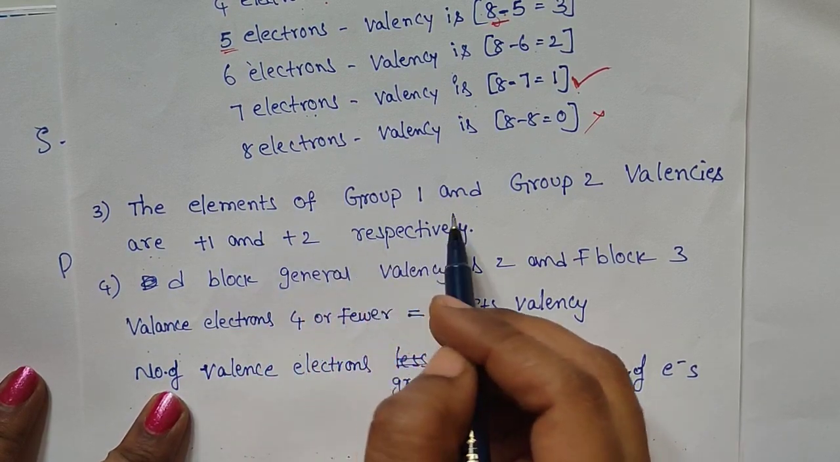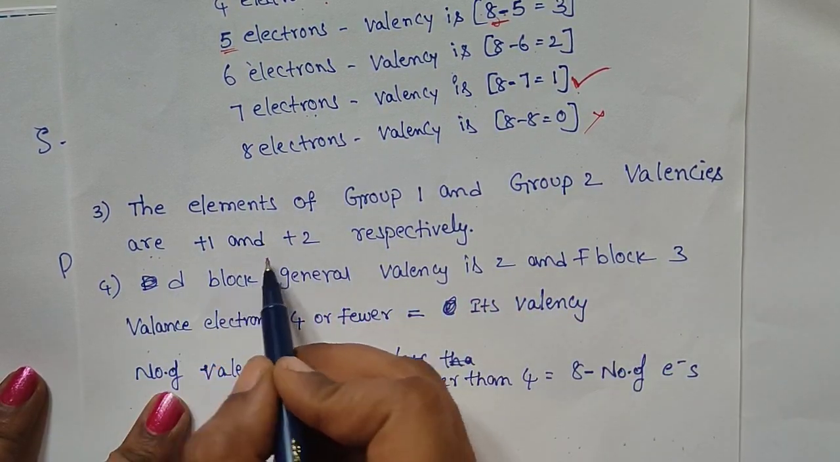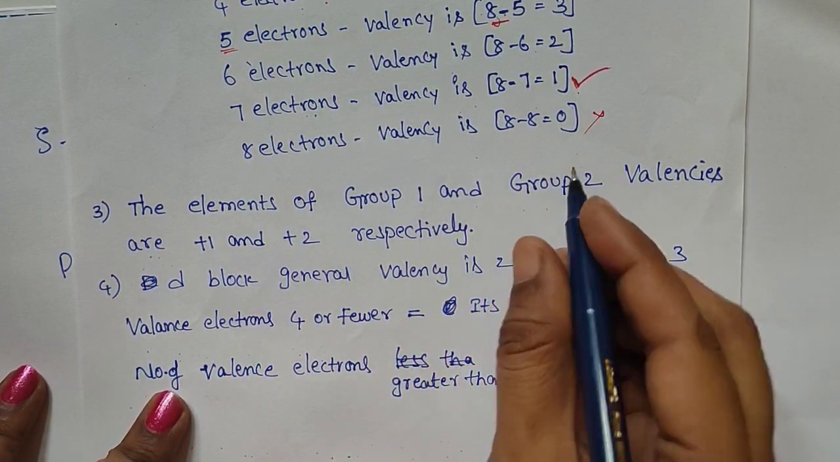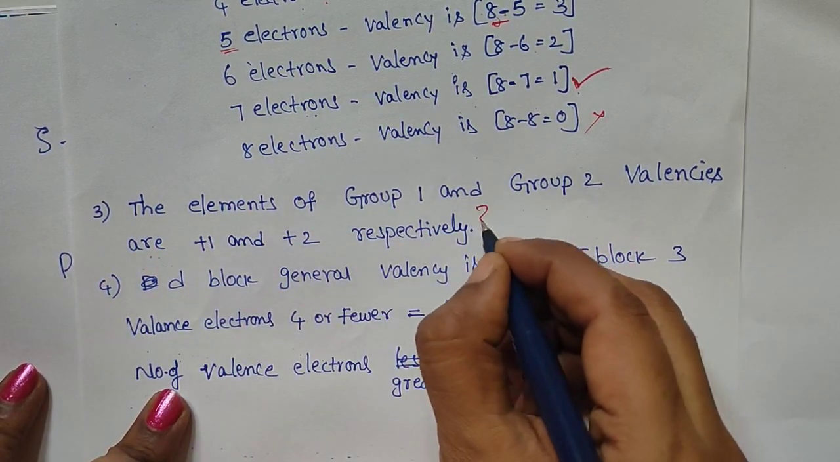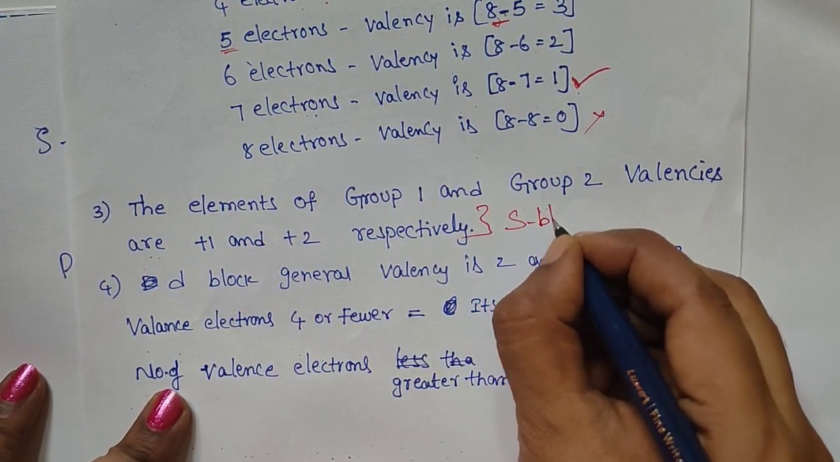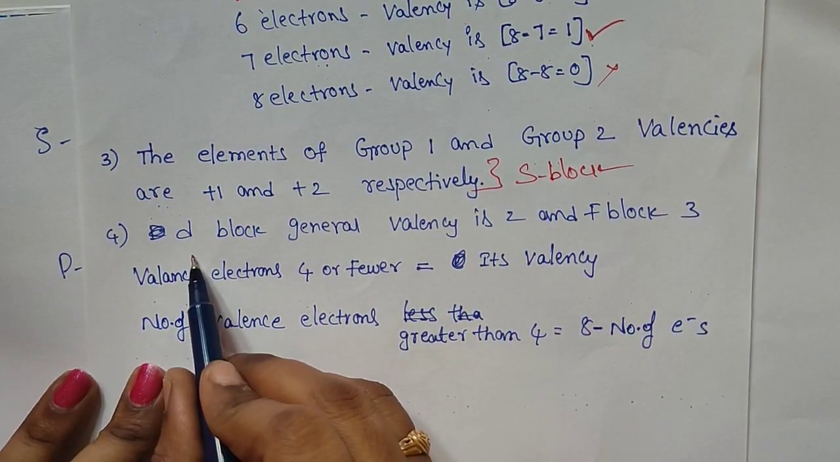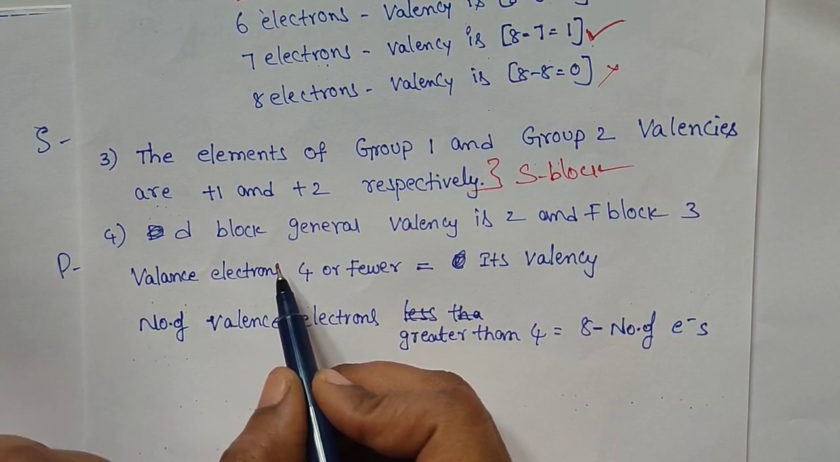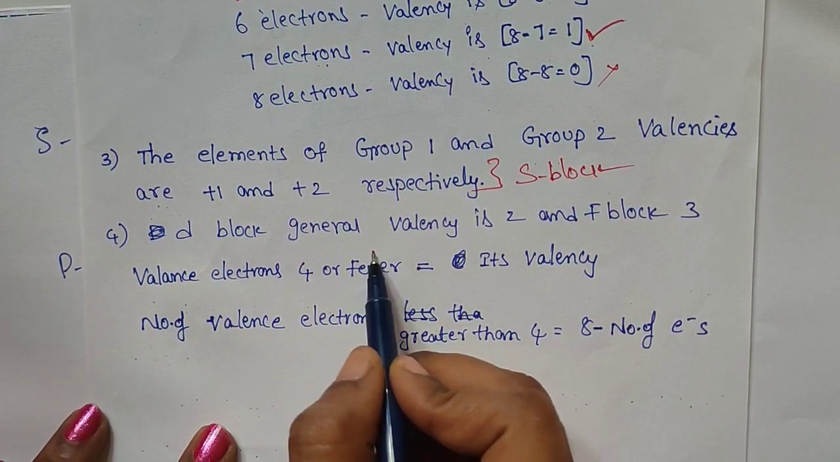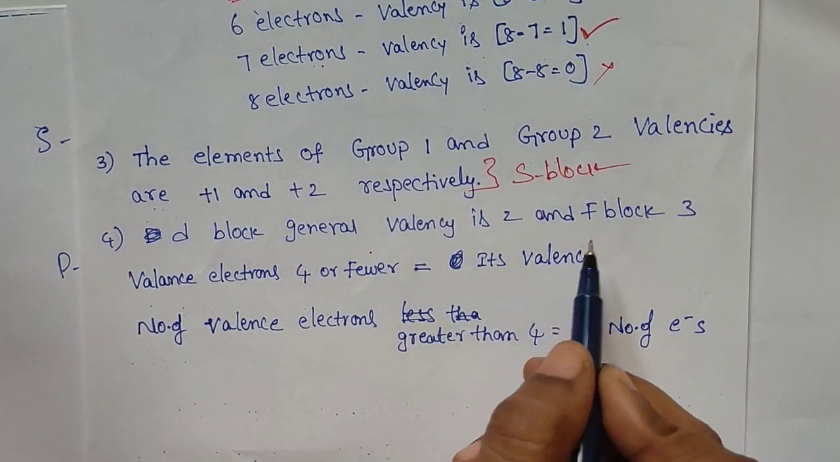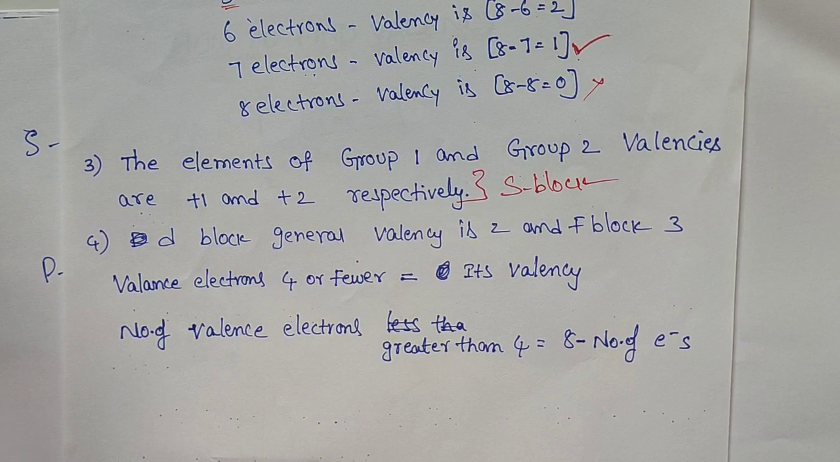The elements of group 1 and group 2 have valencies +1 and +2 respectively. This we already discussed. This is only for S block. Now we'll discuss valencies for the D block. D block general valency is 2 and F block general valency is 3. But the D block elements will exhibit variable valencies.